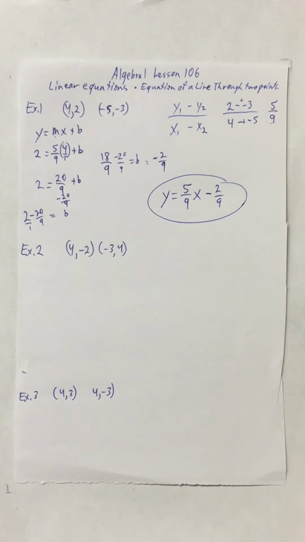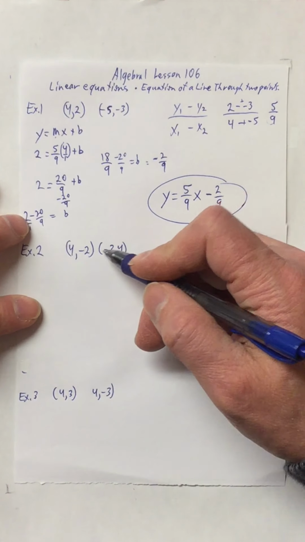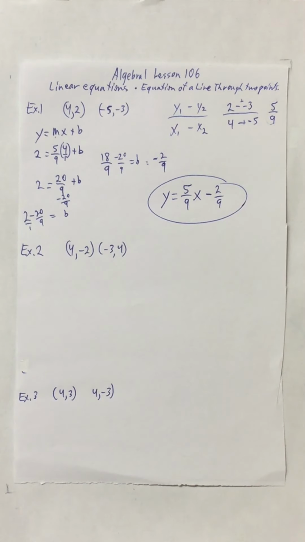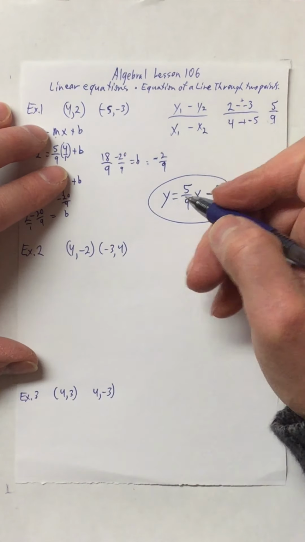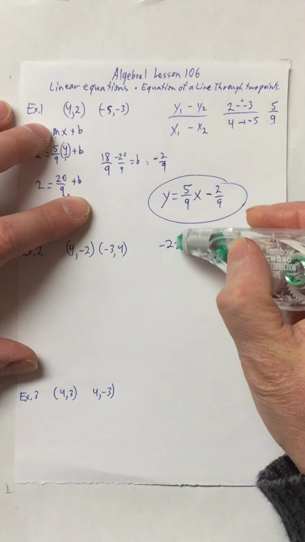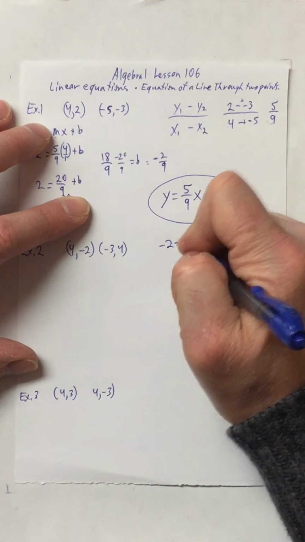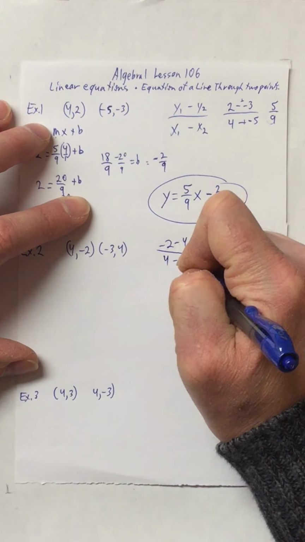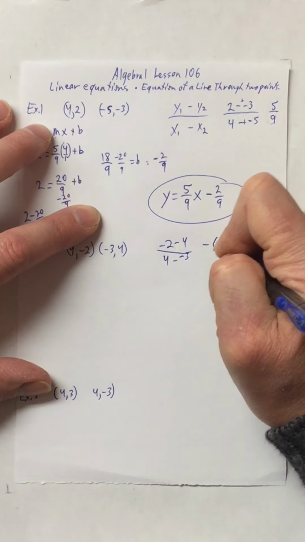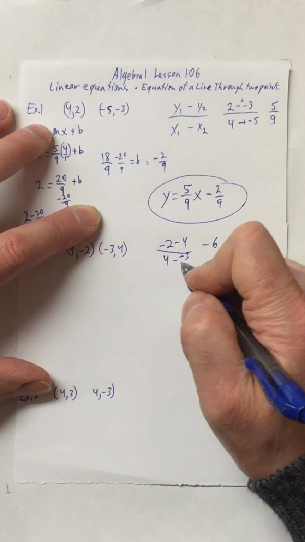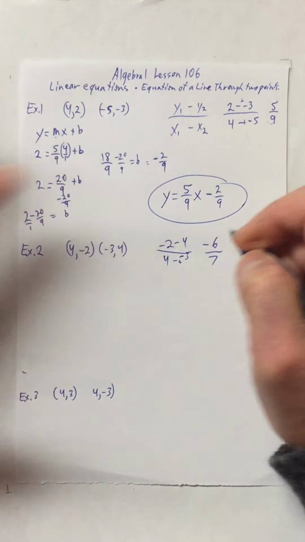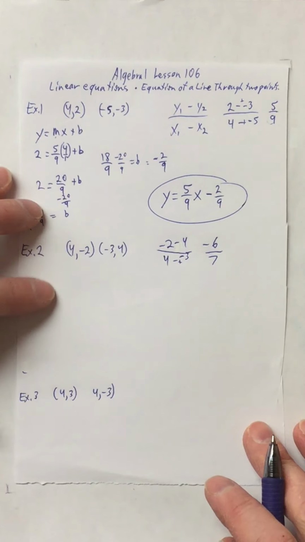Okay, let's do that again, just so you can see those steps again. First of all, I need to have example 2. I have my 2 sets of coordinates, and I need to find out what my slope is. So -2 minus 4 over top of 4 minus -3. Okay, -2 minus 4 gives me a -6. These 2 cancel each other out. 4 plus 3 gives me a 7. So it looks like my slope is -6/7.